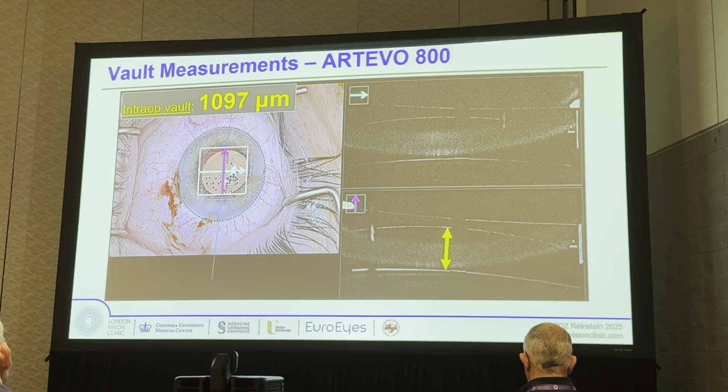This is a frozen frame from the AAO2025-800 microscope. And on the right, you can see 2 OCT scans. This is the horizontal plane, this is the vertical plane. We captured a screenshot and digitally put in a measurement of the vault. The yellow arrow shows where we're measuring the vault in this case. Then we compared that to the scale bar on the right, and that gave us our true measurement for the intraoperative vault. In this case, it was found to be 1,097 microns.